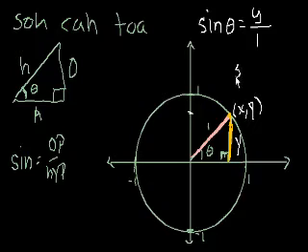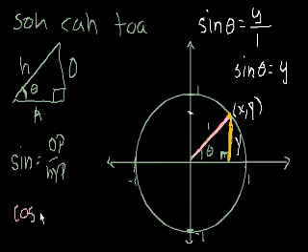So we see that sine of theta is equal to y. Let's do the same thing for cosine of theta. Well, we know that cosine is equal to adjacent over hypotenuse. What's the adjacent side here?